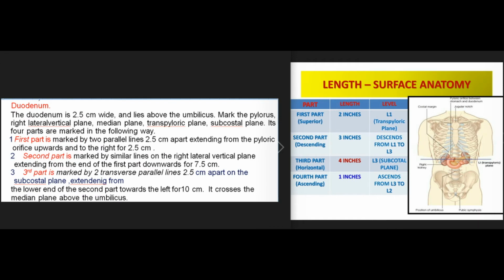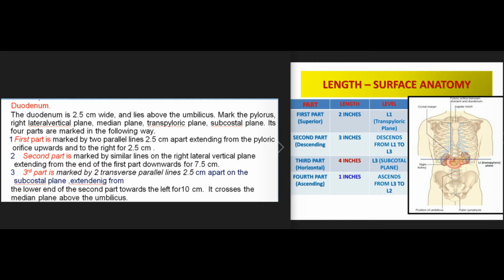Duodenum. The duodenum is 2.5 cm wide, and lies above the umbilicus. Mark the pylorus, right lateral vertical plane, median plane, transpyloric plane, subcostal plane. Its 4 parts are marked in the following way. 1. First part is marked by 2 parallel lines 2.5 cm apart extending from the pyloric orifice upwards and to the right for 2.5 cm. 2. Second part is marked by similar lines on the right lateral vertical plane extending from the end of the first part downwards for 7.5 cm.